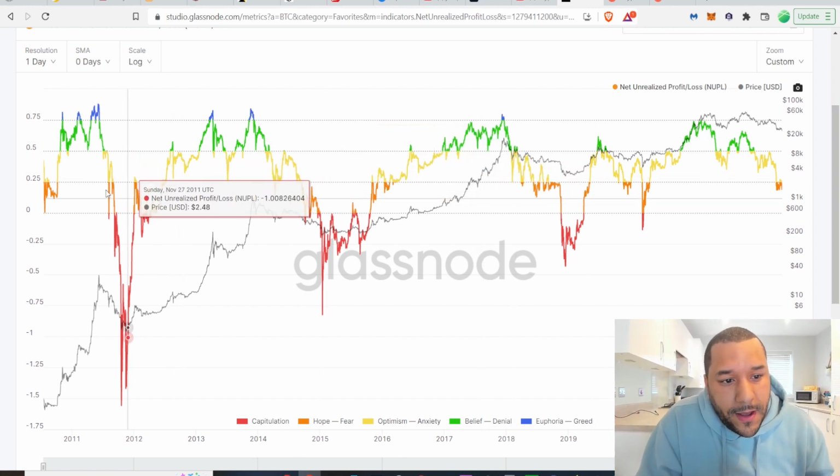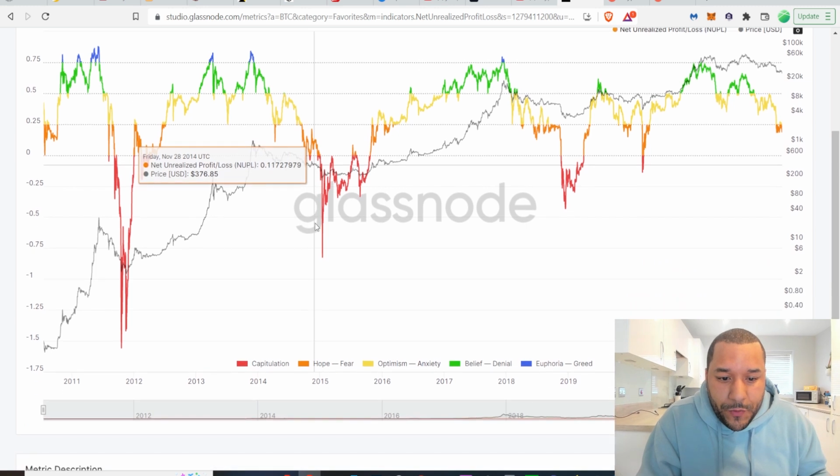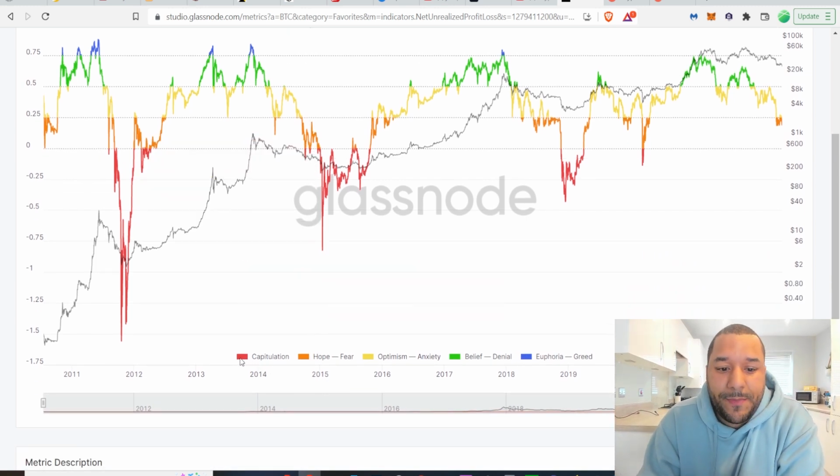Take a look at this. We've got these little words down here. Red represents capitulation. Full capitulation. People just sold at a loss. Hope and fear is orange.